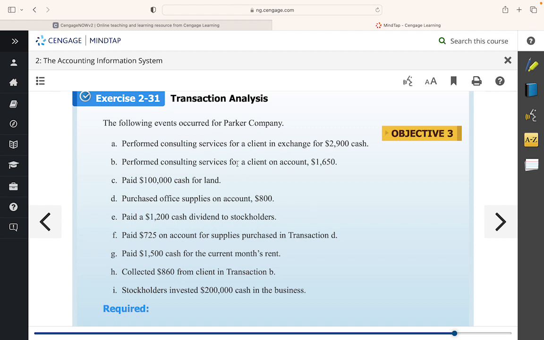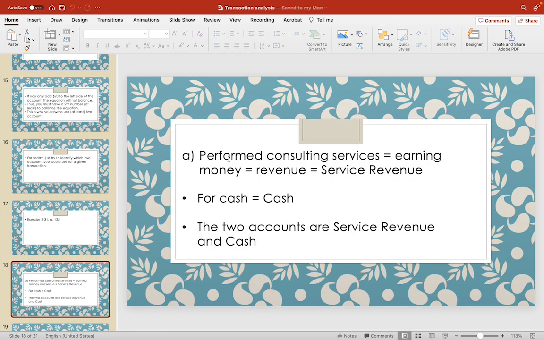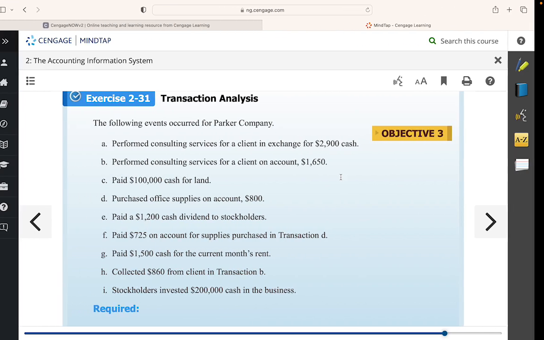Performed consulting services for a client on account, $1,650. Notice this question starts with the same phrasing, performing consulting services. That means in letter B, perform consulting services is exactly the same as it is in letter A, so it's going to have the exact same translation into accounting. Perform consulting services means we're earning money, and if we're earning money, that's revenue, and that's service revenue, so it's the same. But notice the difference in letter B.